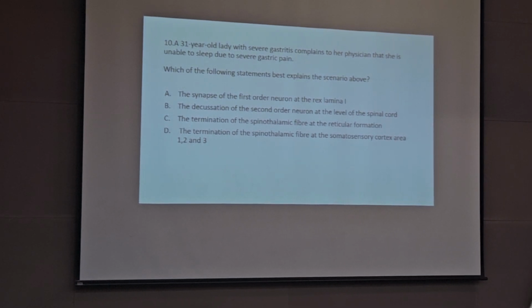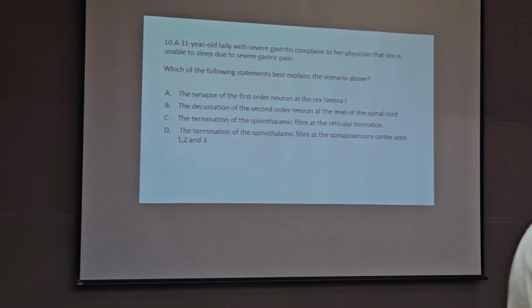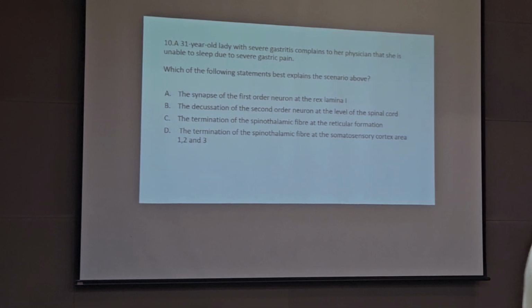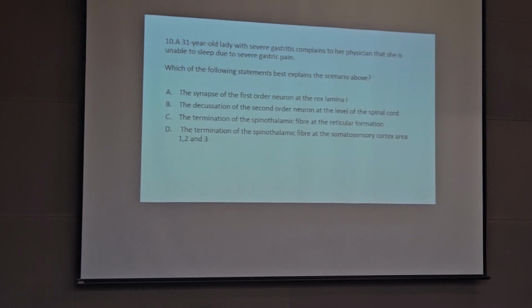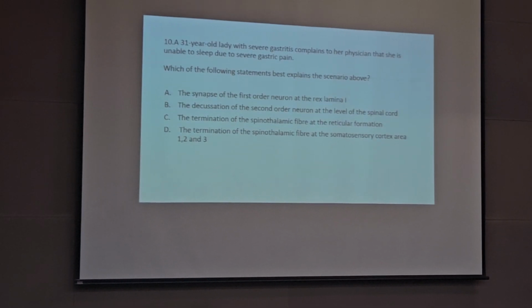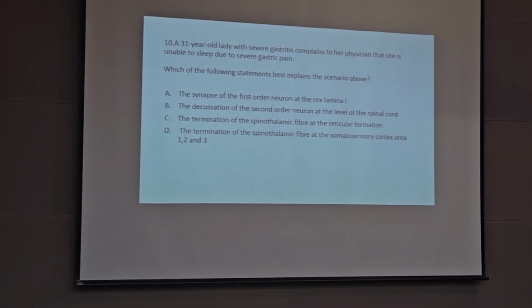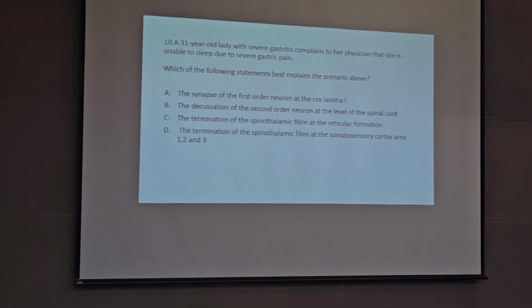Which of the following is best? First order neuron, second order neuron, termination of spinothalamic fibers. Options A and B cannot give any sensation, just a very low level, not reaching the conscious sensation area. Only when they reach the reticular formation, they cannot sleep because it activates the reticular activating system. For option D, you feel pain, but it's not related to sleeplessness.